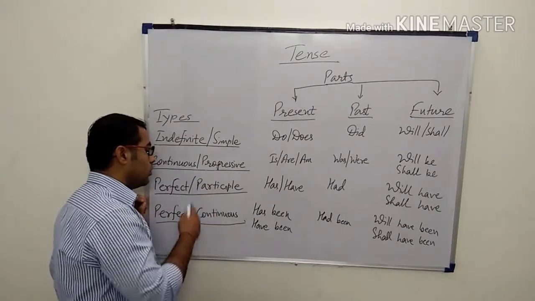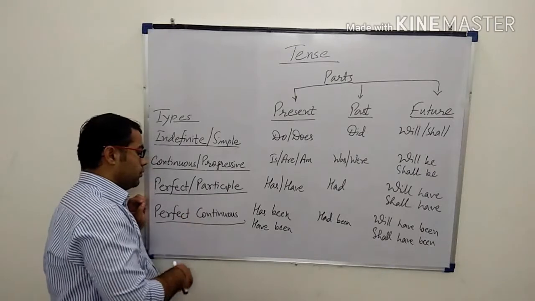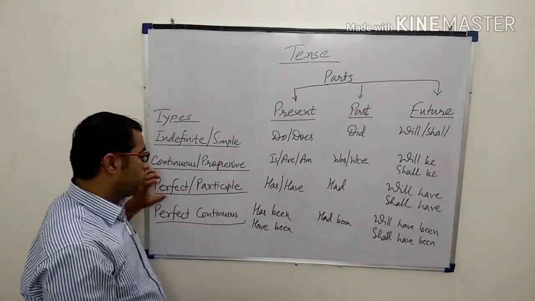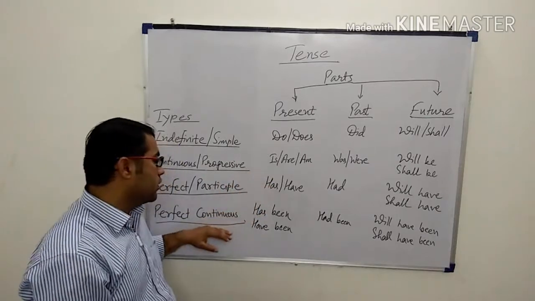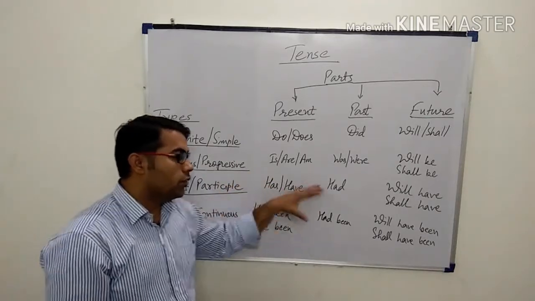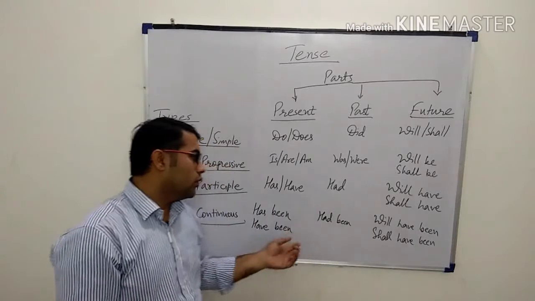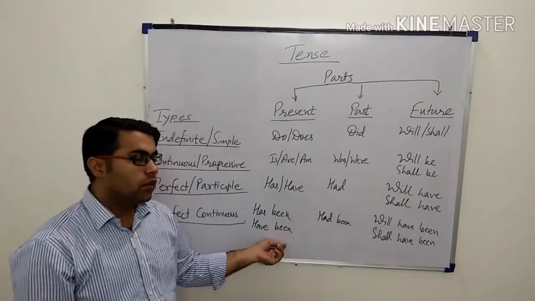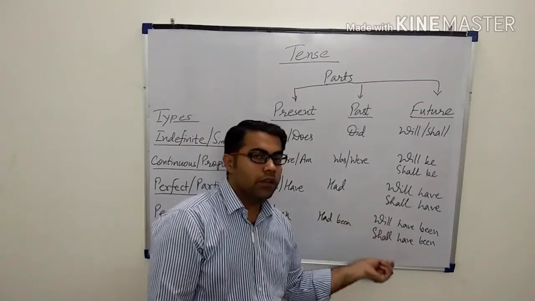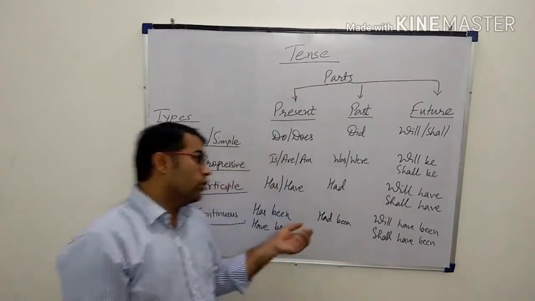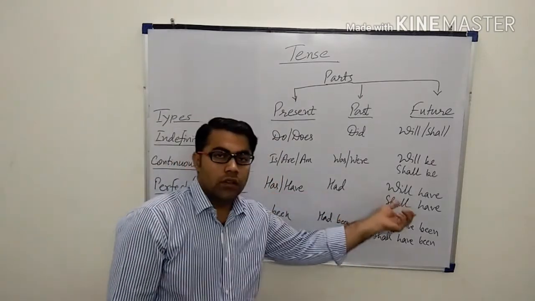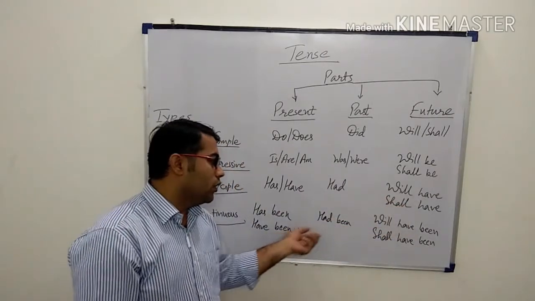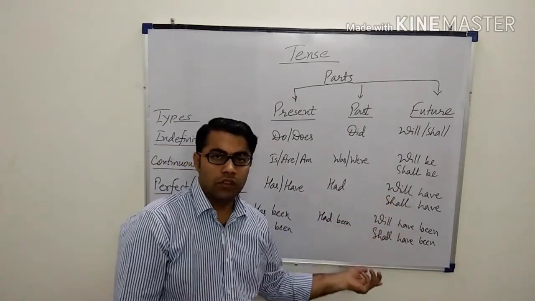Now what's the similarity between perfect and perfect continuous? As you can see, whatever the helping verb of perfect is, we are applying the same. The only thing which we are just adding is been. Just by applying been, a perfect continuous helping verb is ready. So simply I can say, if you know the helping verb of perfect, then just by applying been, the perfect continuous helping verb is ready.